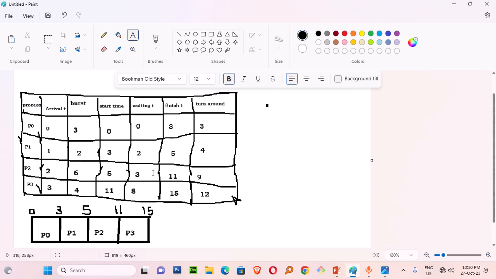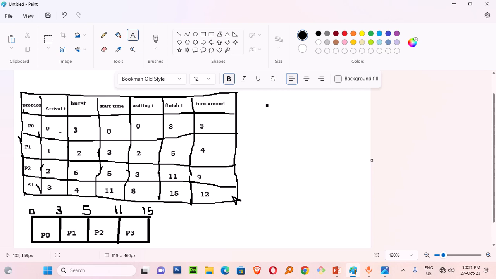Now we've calculated all this. We've found the start time, the waiting time, the finish time, and then the turnaround time. The formula for calculating the turnaround time, we said, is finish time minus the arrival time. Then for calculating the waiting time, we said the start time minus the arrival time.